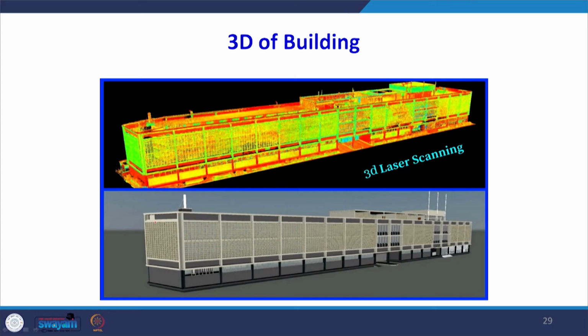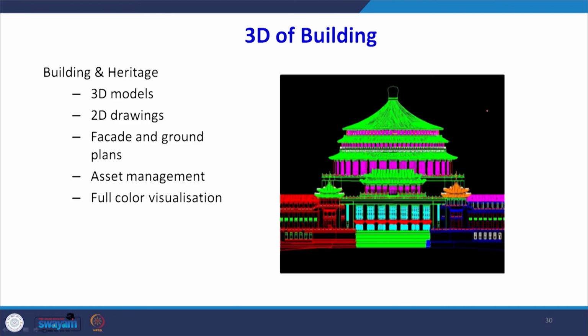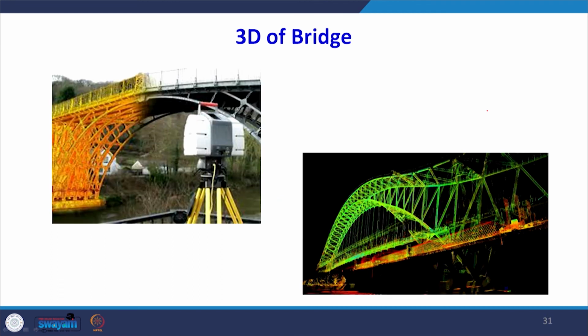If I show you the close up of a building, down below you can see the actual building, and the top view is the view of that building through this terrestrial laser scanner, which has created point cloud data. Now we can carry out each and every measurement of the building components with the help of that. This is another view of the building mapping which is being carried out.